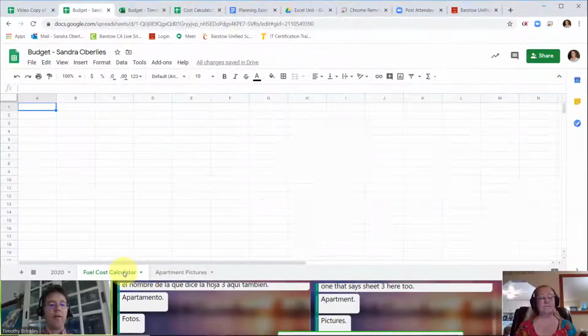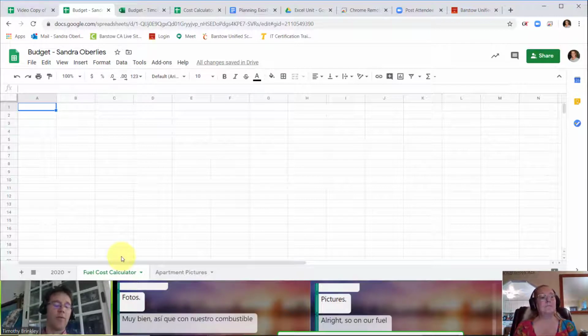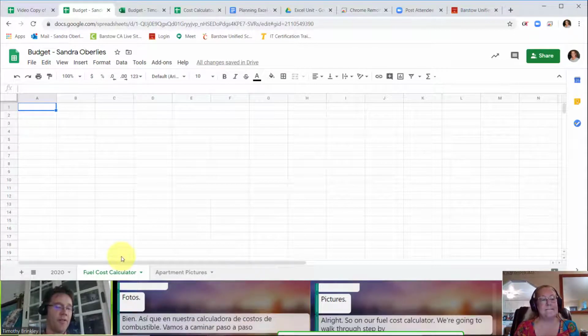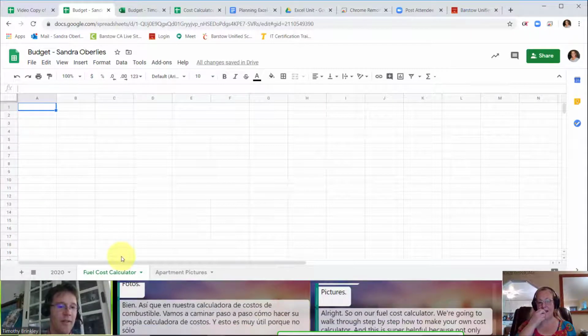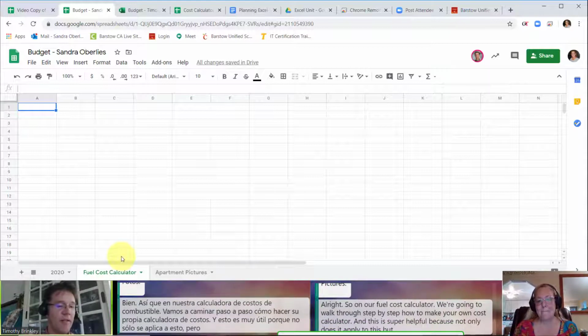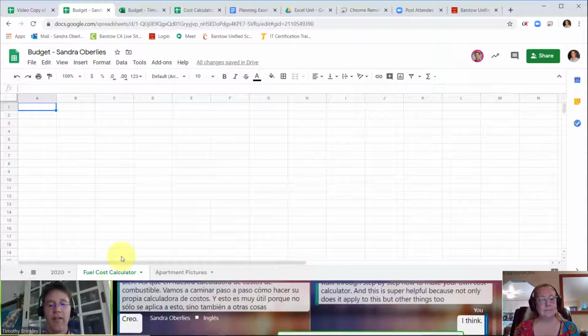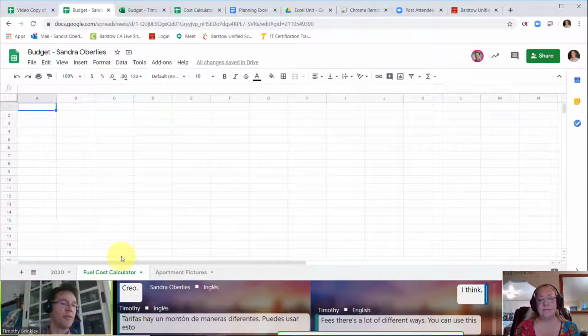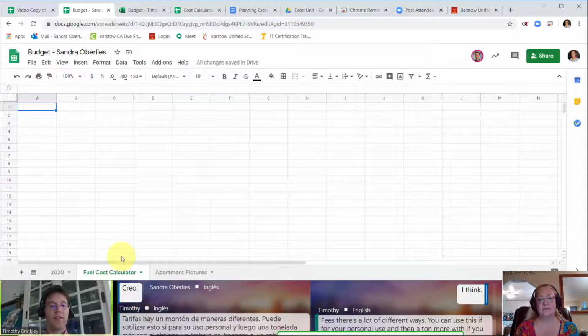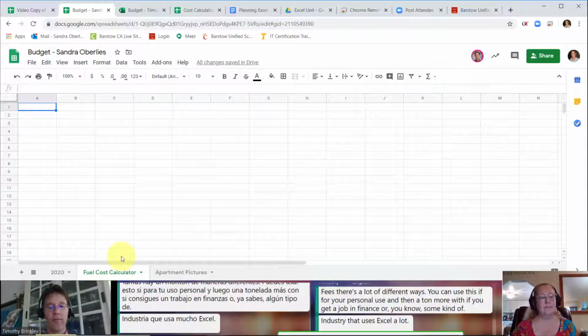All right, so on our fuel cost calculator, we're going to walk through step by step how to make your own cost calculator. And this is super helpful because not only does it apply to this, but other things too, like calculating gas or water, electricity, calculating cell phone fees. There's a lot of different ways you can use this for your personal use, and then a ton more if you get a job in finance or some kind of industry that uses Excel a lot. Where do we start, Ms.